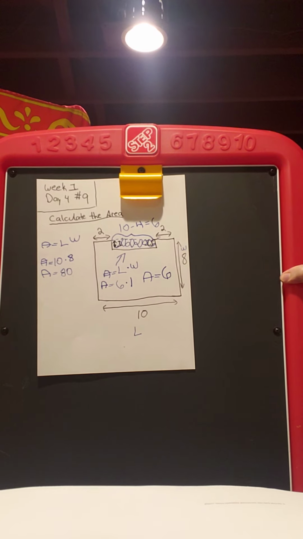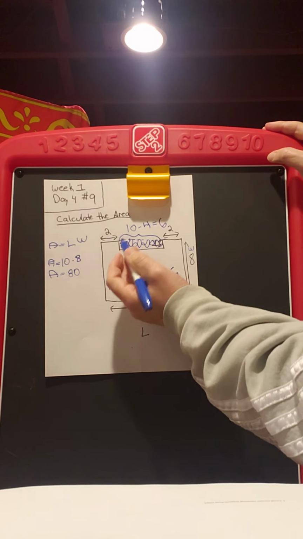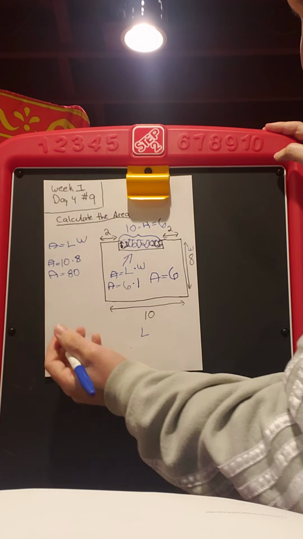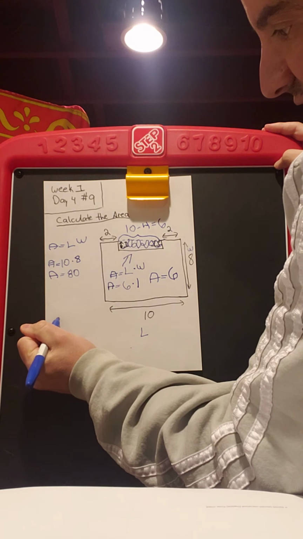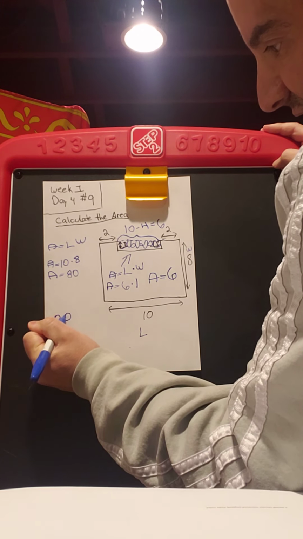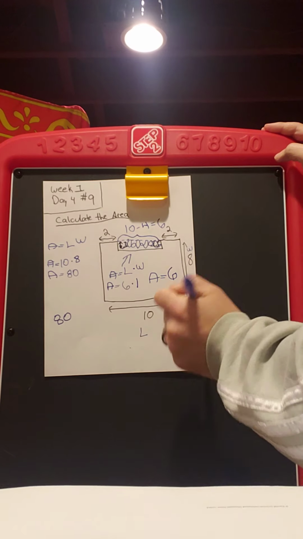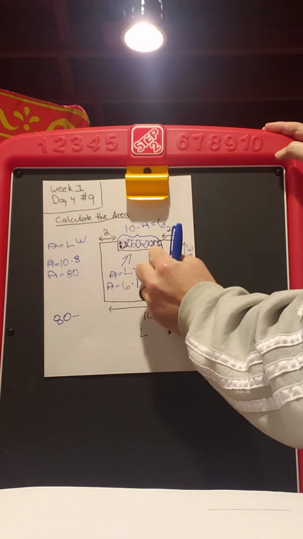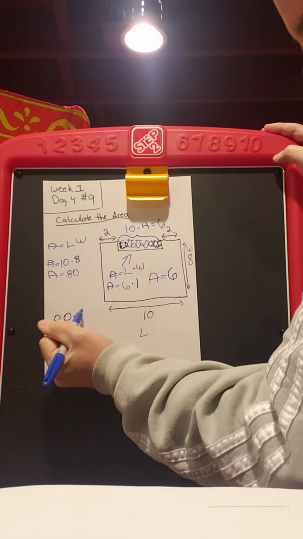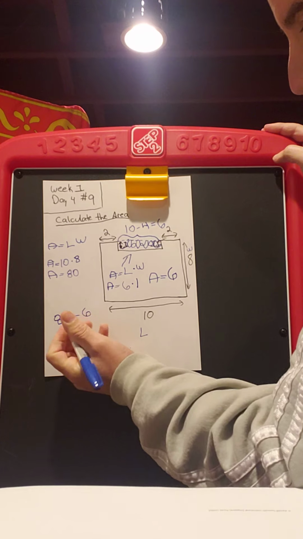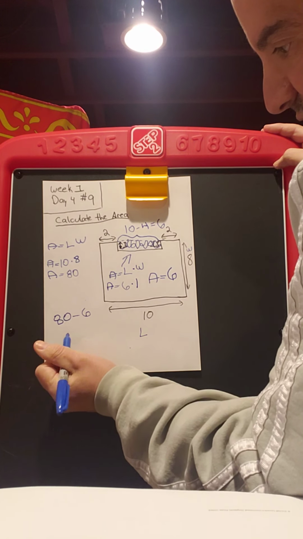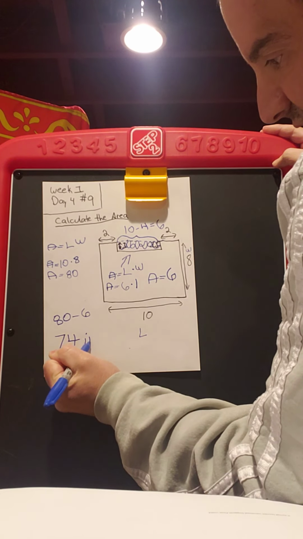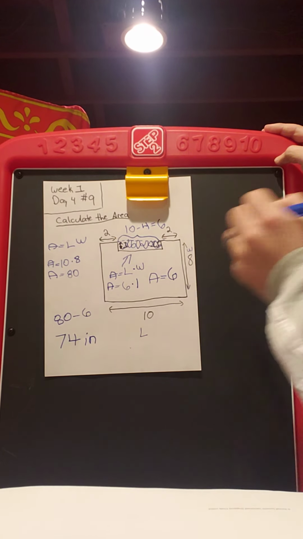Now, to find your total area, since this is a part that has been taken out of the rectangle, you have to subtract. You have to do your total area, which is 80. 80 is the total area of the whole figure. And you have to subtract the area of this little piece that has been taken out, which is 6. Once you do that, 80 minus 6 gives you 74 inches, which is the area of that figure.